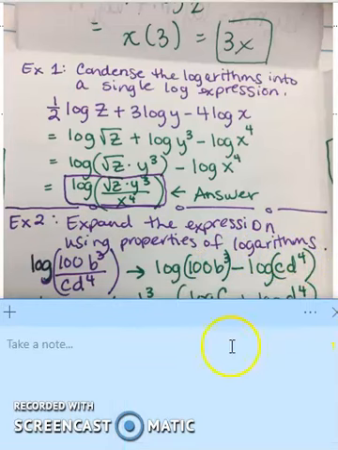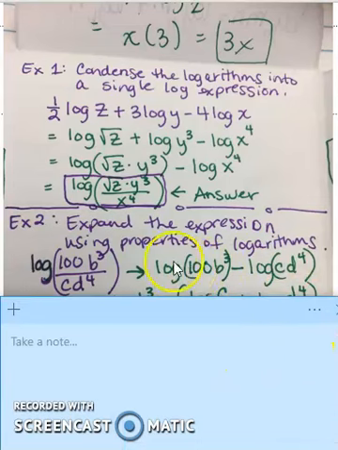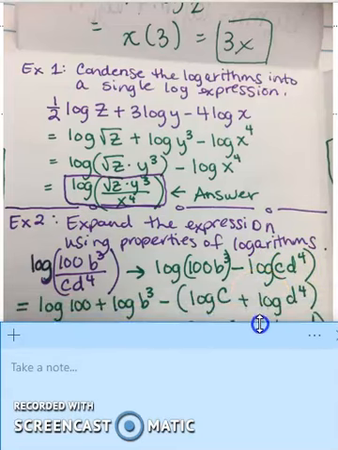So what I'm going to do instead is I'm going to separate this first argument here. There's a multiplication, so I can break this up into two logs again, with an addition. I'm going to do the same thing with this one. This is a multiplication, so I'm going to break it up again using addition. So that'll look like this when I do that.